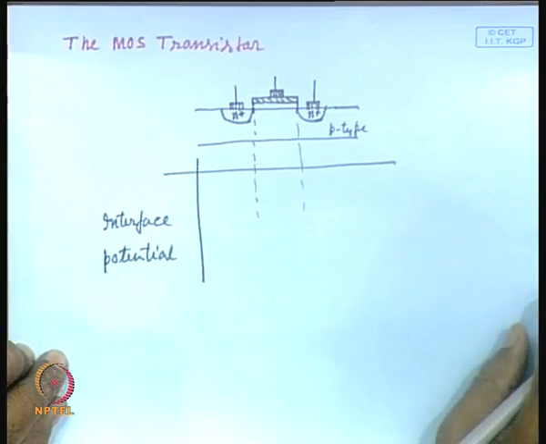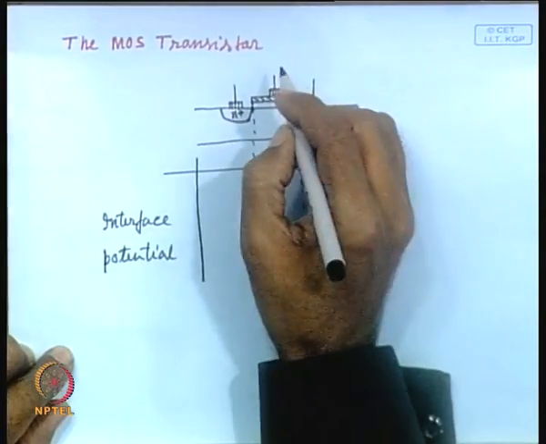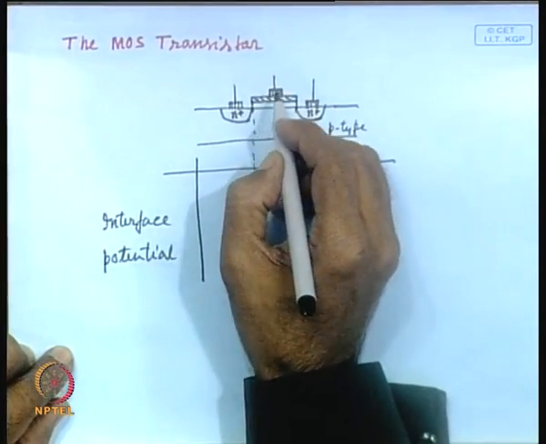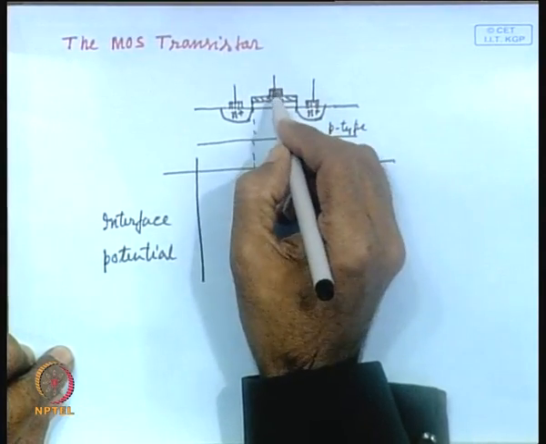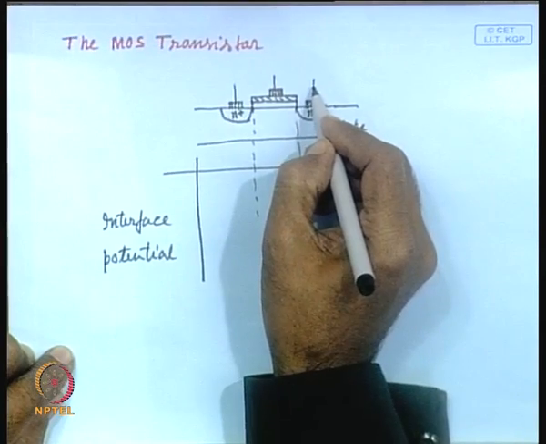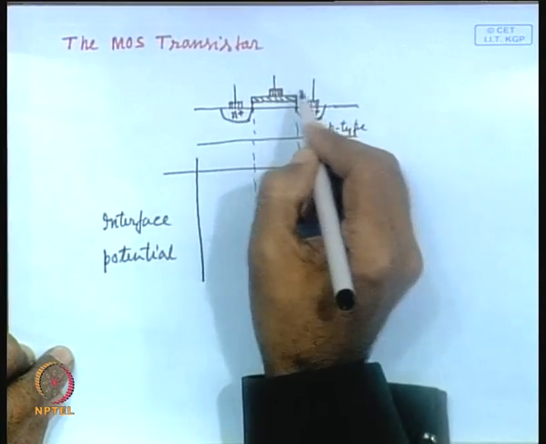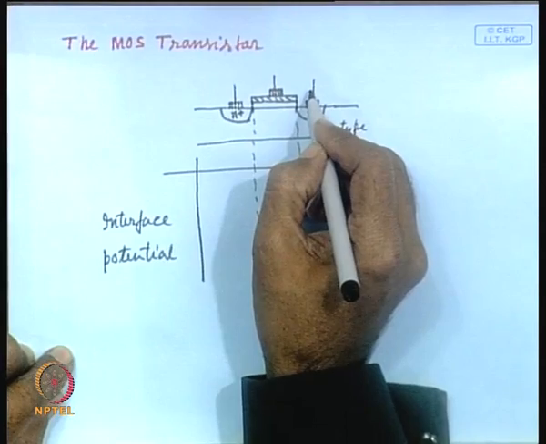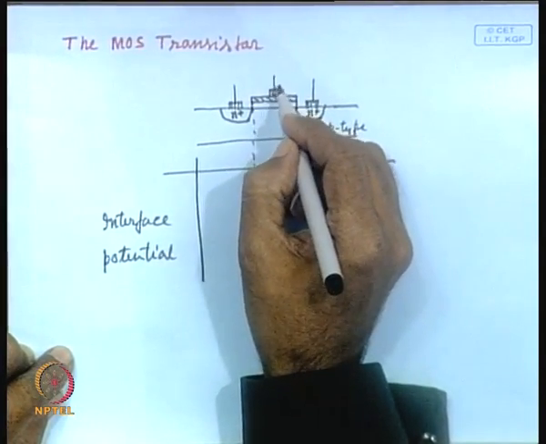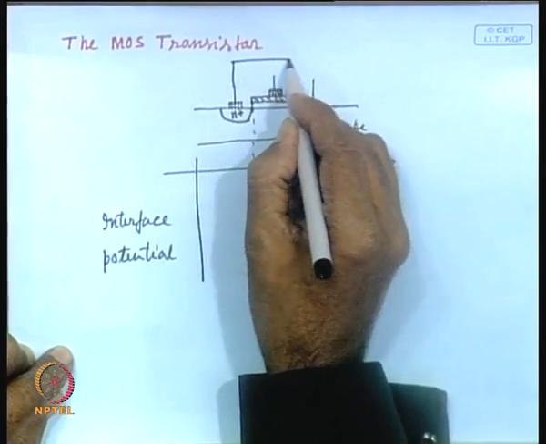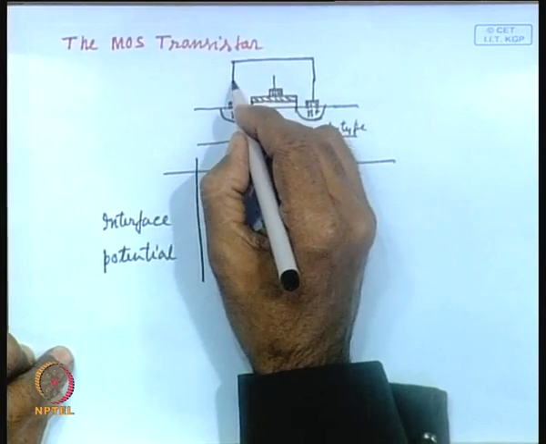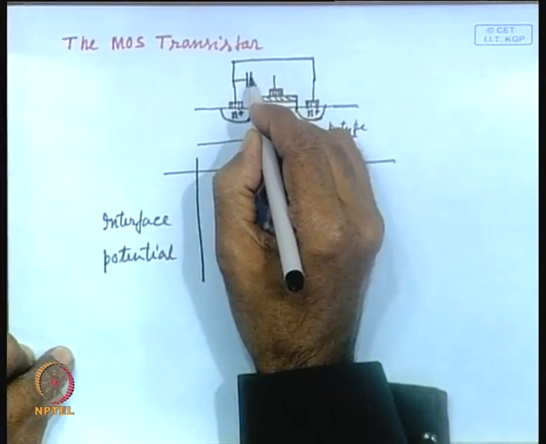To start with, let us assume that you have applied some voltage to the gate and the drain. Both gate and drain are at the same potential. These two are joined, and you can apply some positive voltage to the gate.